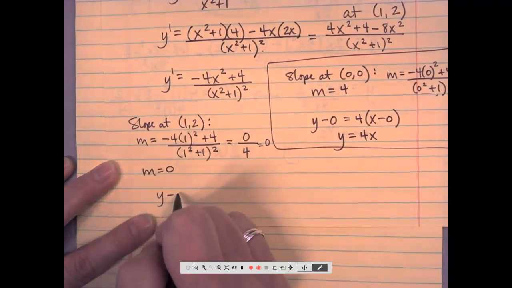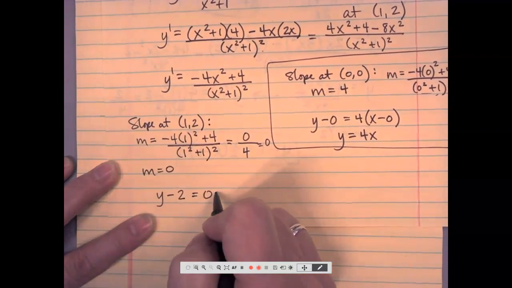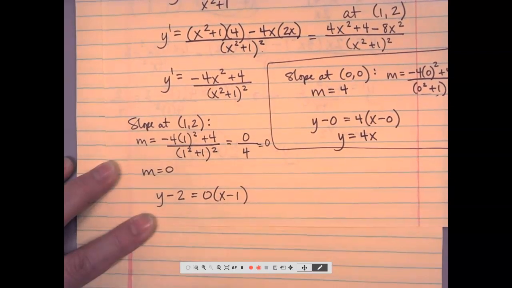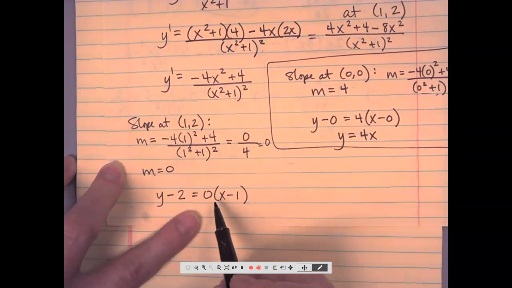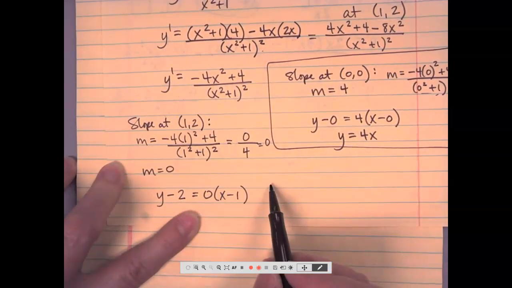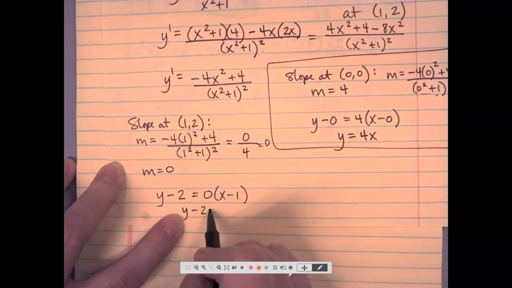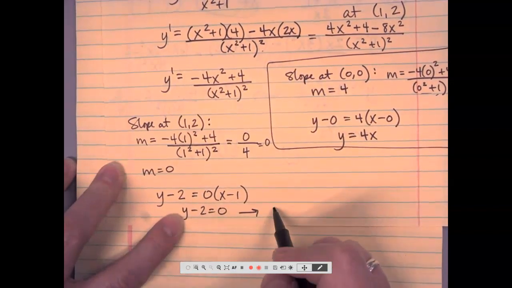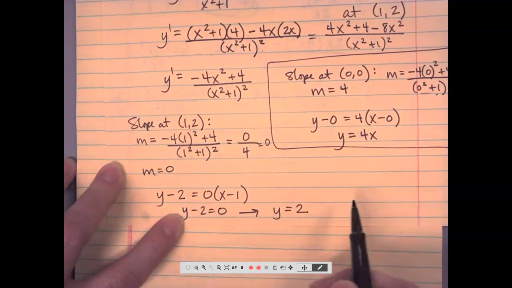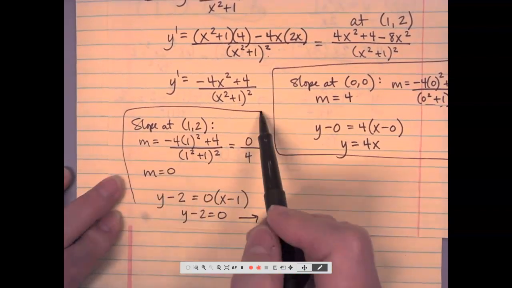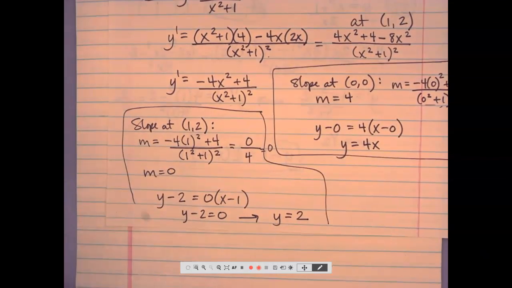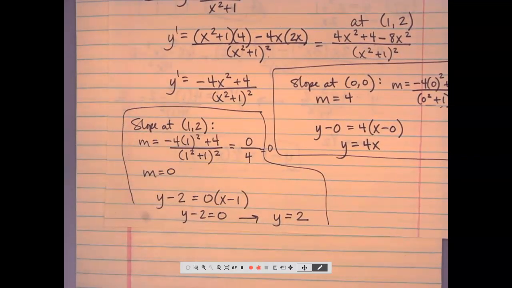So y minus 2 equals slope times (x minus 1). But then this whole right side is just 0. So y minus 2 is 0, which is the same as y equals 2. So all of that goes with the ordered pair (1, 2). A little bit of work on that one, huh?